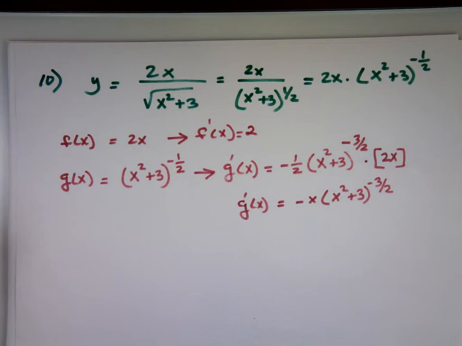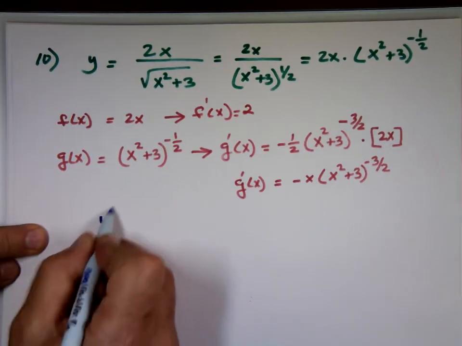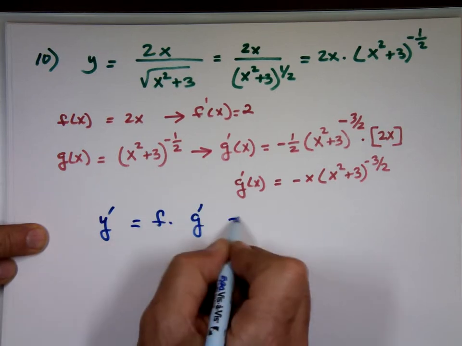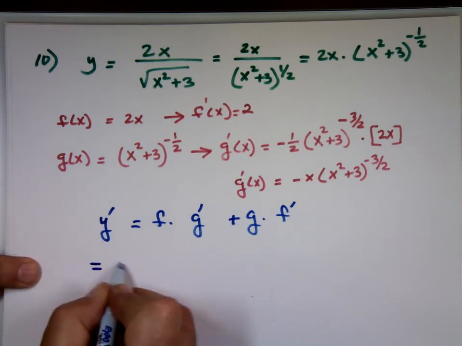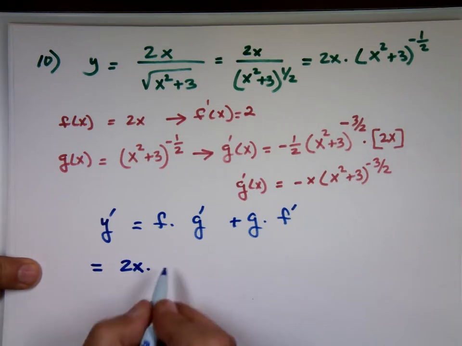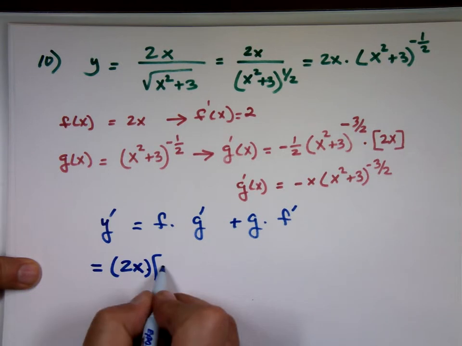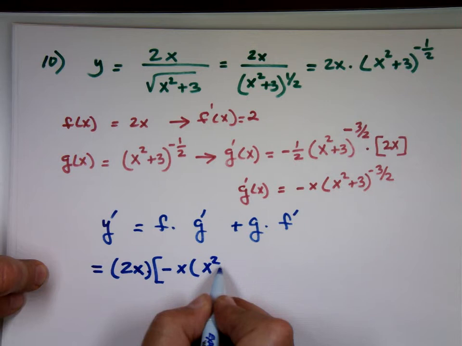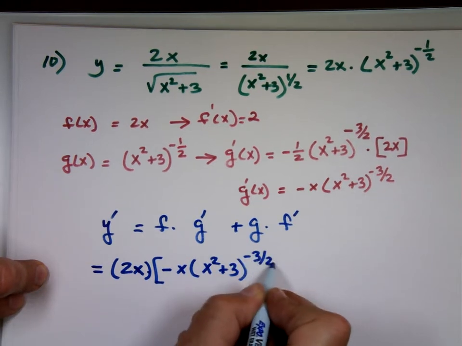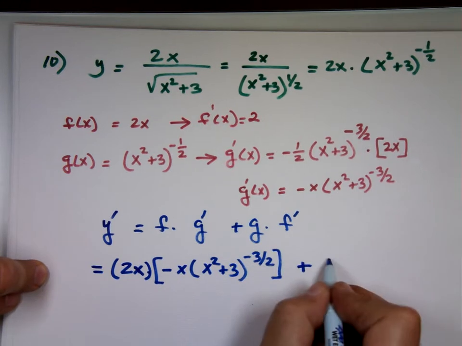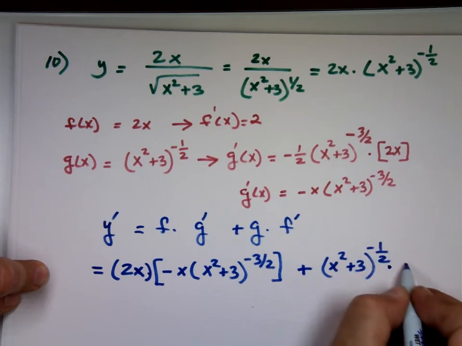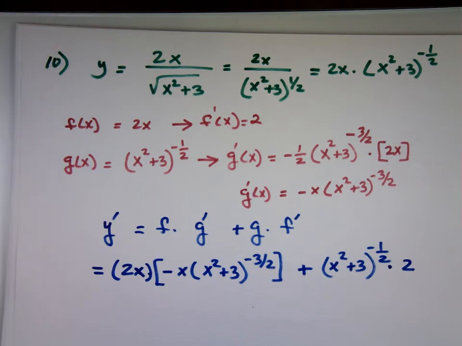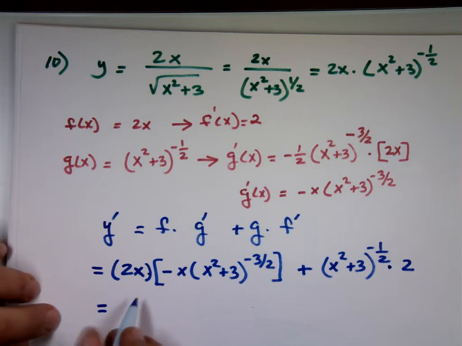Again, we can use the product rule. y prime equals f times g prime plus g times f prime. f is what? 2x. g prime is negative x times (x squared plus 3) to the negative 3 halves, plus g, which is (x squared plus 3) to the negative 1 half, times f prime, which is 2. Clean it a little bit there. That's what? Negative, is it 2x squared?